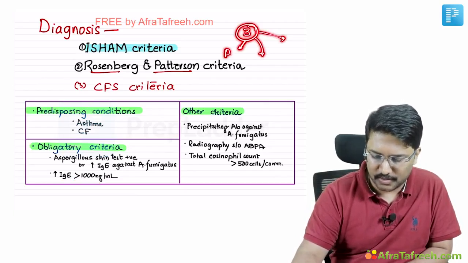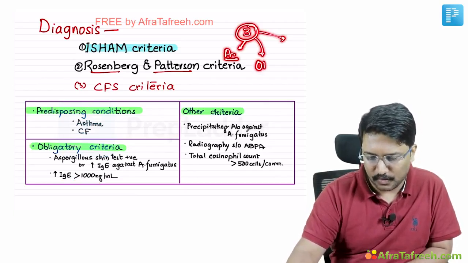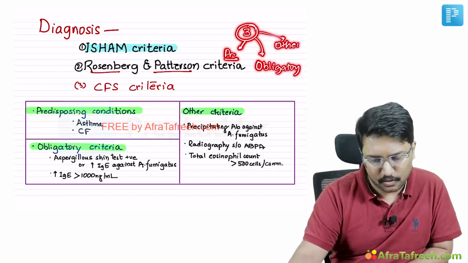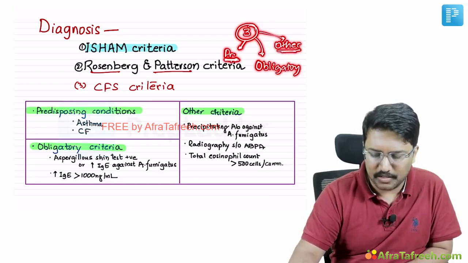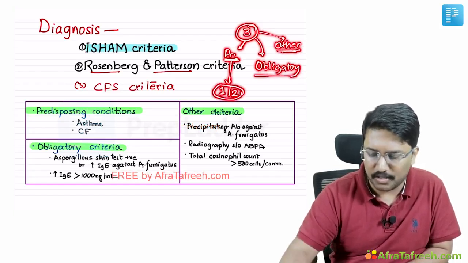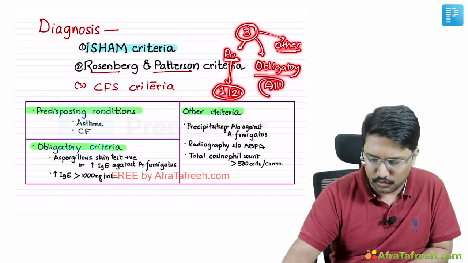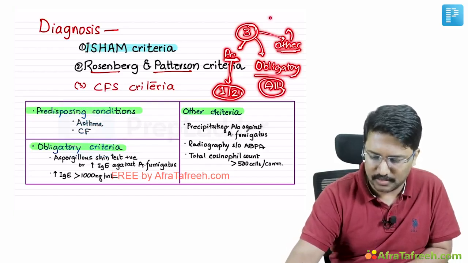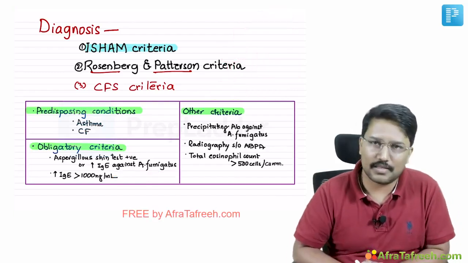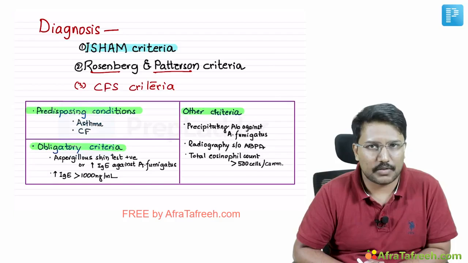Number one is what is called predisposing condition. Number two is obligatory criteria, and number three is so-called other criteria or supportive criteria. Okay, the predisposing condition, one out of the two predisposing conditions mentioned should be there. Obligatory criteria, there are 2 criteria, so both should be there, and from the other criteria there are 3, so 2 out of 3 should be there to classify a case as allergic bronchopulmonary aspergillosis, right?